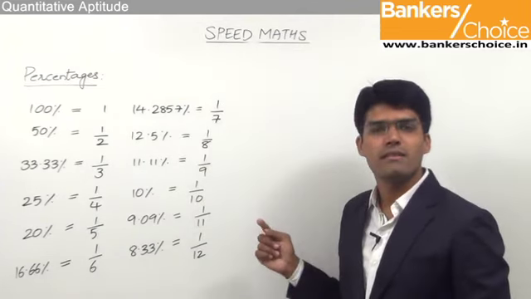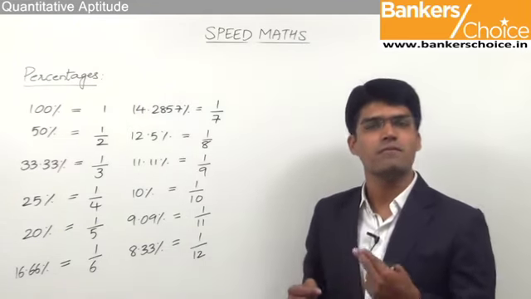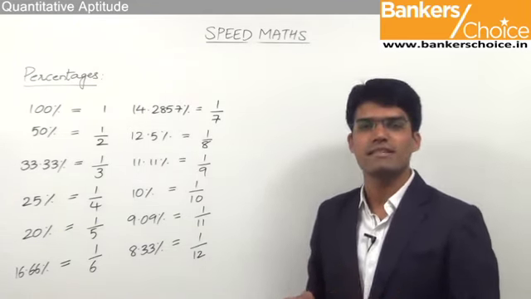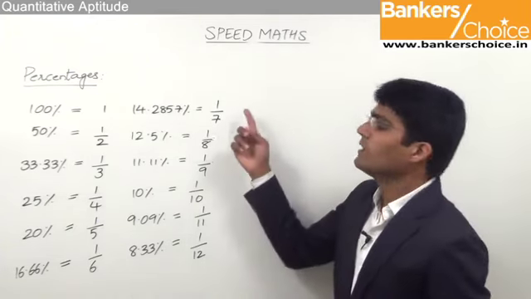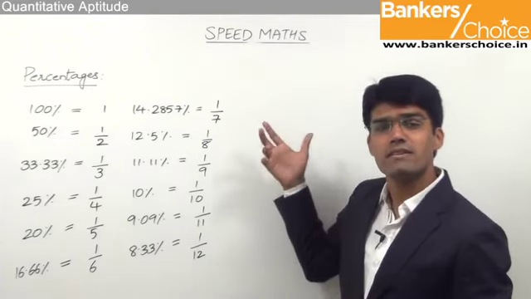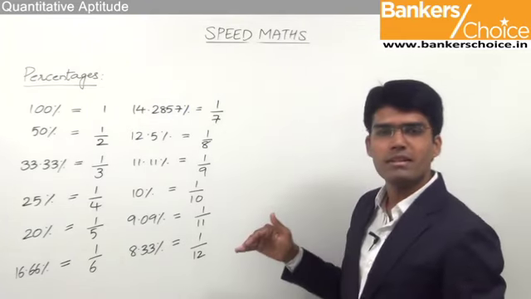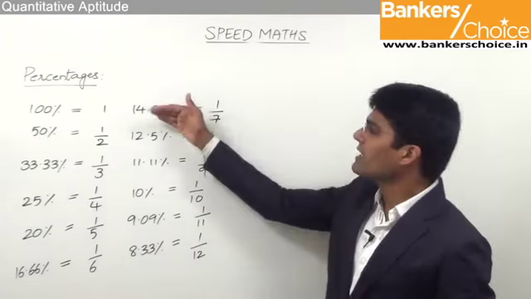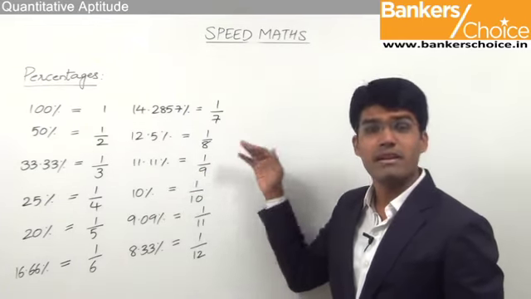14.2857% equals 1 by 7. So we know what is 1 by 7. Find out 2 by 7, 3 by 7, 4 by 7, 5 by 7, 6 by 7 and 7 by 7. 7 by 7 anyway will be 100, but 2 by 7, 3 by 7, 4 by 7, 5 by 7 and 6 by 7 will give us 6 different percentage values. So make sure you write all the multiples of 1 by 7 here and multiples of 14.2857 on the other side, and understand them and remember them.